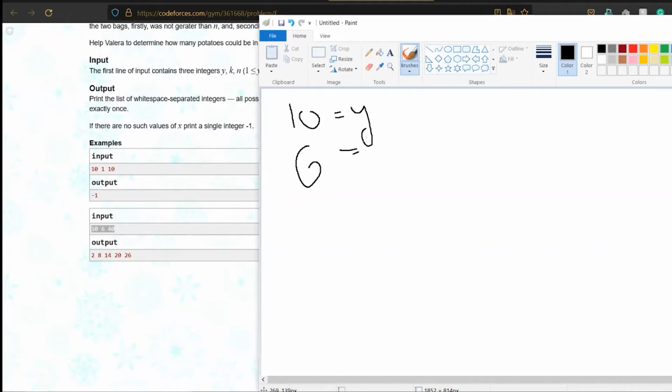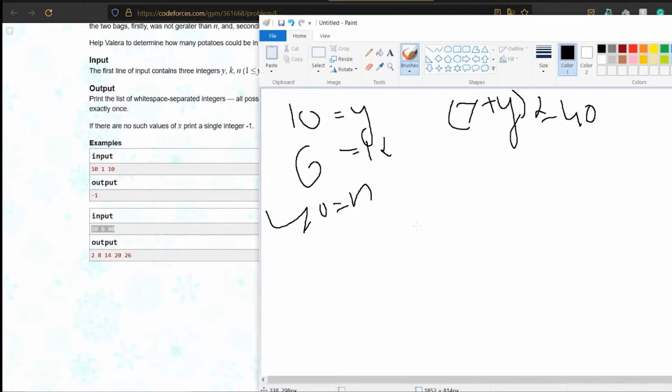Okay. Anyway, k is equal to 6, and n is equal to 40. So this says that x plus y must be lesser than or equal to 40, and x plus y, divided by k, that is 6, must be... not 1, but mod of 6 must be equal to 0. And now we know y is equal to 10. Okay, y is equal to 10.